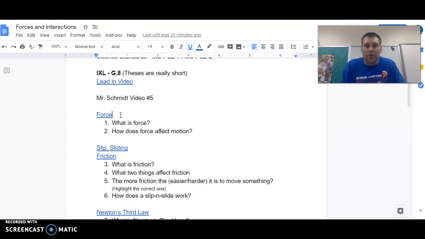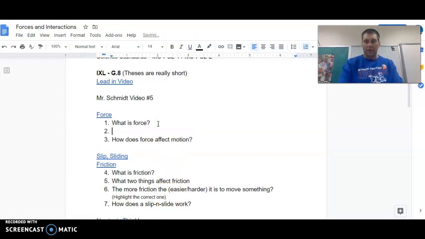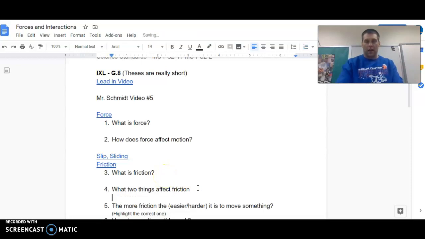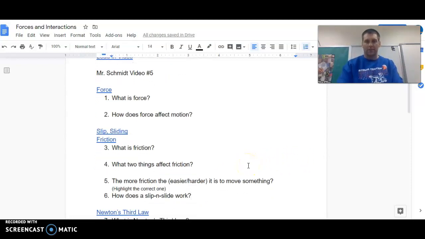And then number 5 there, the more friction, the easier or harder it is to move something. So highlight which one there is correct with that. And then just simply explain to me, how does that slip and slide work? How exactly does that slip and slide work? And then we have a little bit more of an understanding when the weather gets nice.